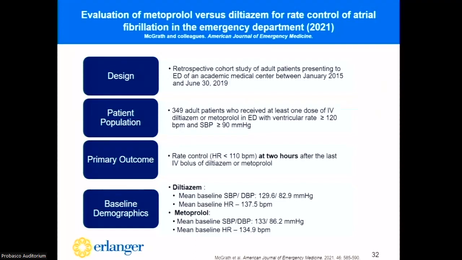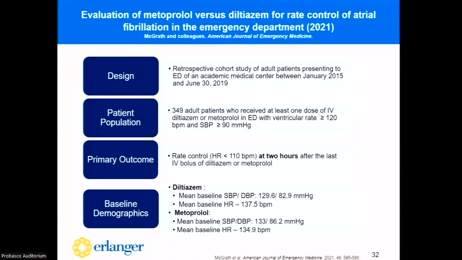The next study was a retrospective cohort study of adult patients presenting to an ED between January 2015 and June 2019, and this was published in 2021. They were looking at metoprolol versus diltiazem for rate control of atrial fibrillation. However, they did not require an EKG specifically determining that the patient was in atrial fibrillation.